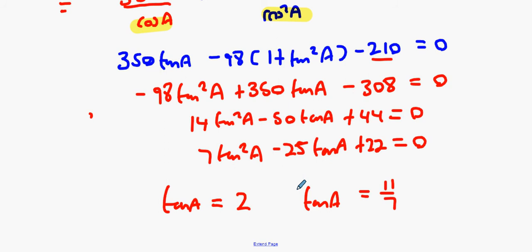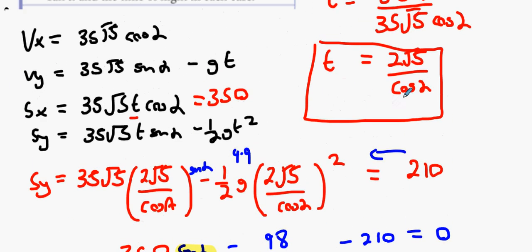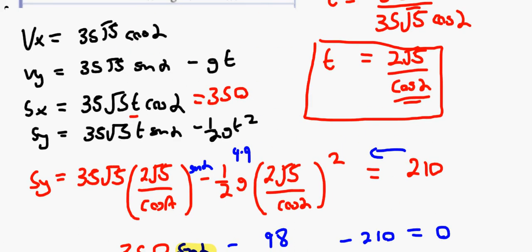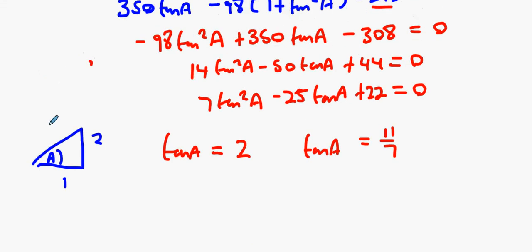Now, when you go back to your time of flight, what function is in your time of flight? Cos, isn't it? So how would you find out what cos is for both of them? What's a good way of doing it without having to round off any angle decimals? Anybody know? That's 2 and 1 and that's A, so what's the hypotenuse? The hypotenuse will be root 5, won't it? 2 squared plus 1 squared. So what does that mean about cos A in this case then?